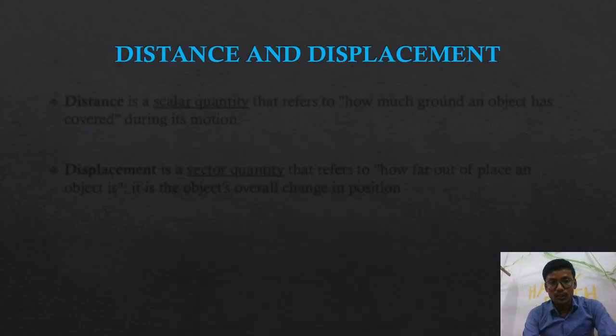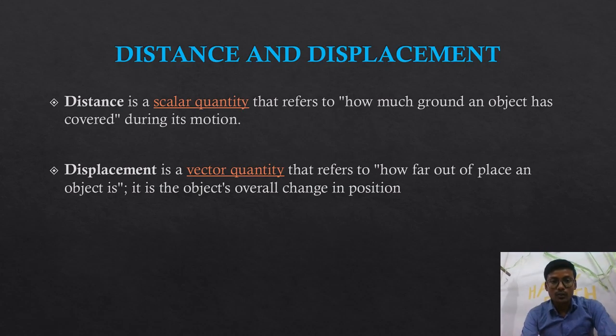So we go to the next slide, distance and displacement. What is distance? Distance is a scalar quantity that refers to how much ground an object has covered during its motion. And the second one is displacement. What is displacement? Displacement is a vector quantity that refers to how far out of place an object is. It is the object's overall change in position. So, understood the difference between distance and displacement?